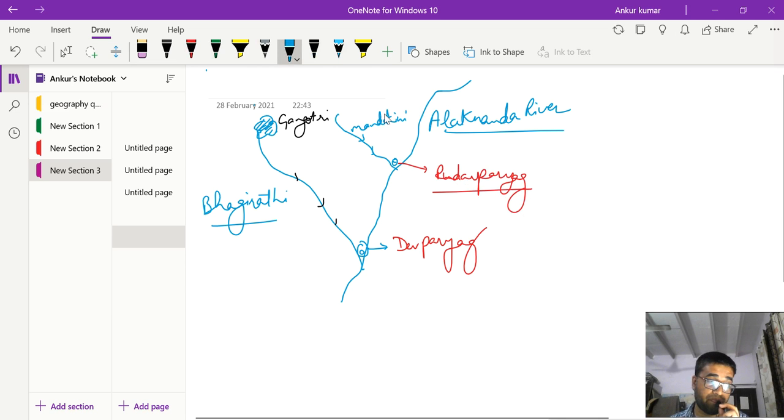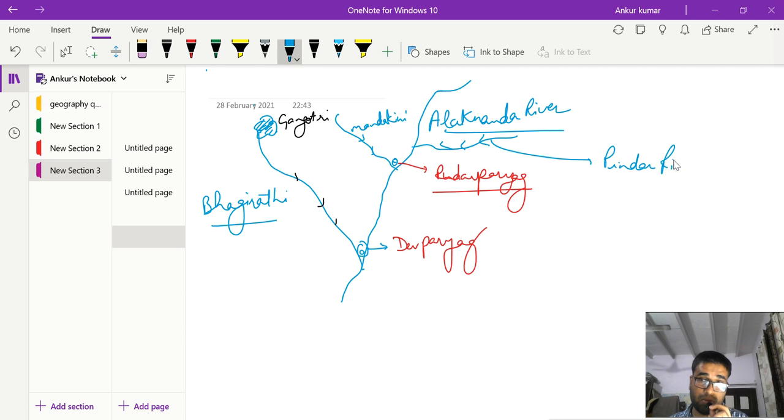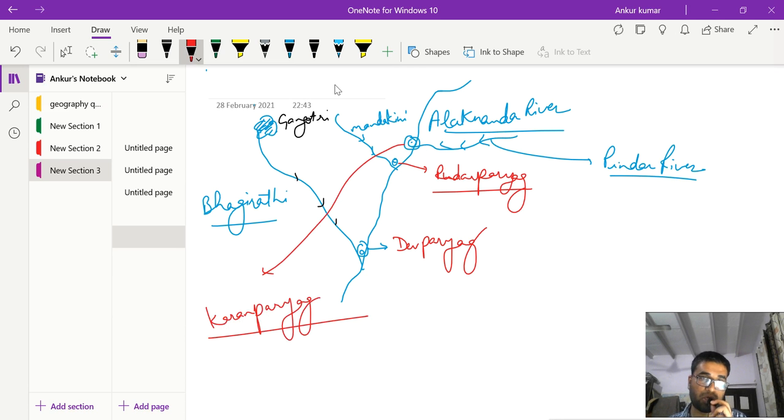In the upper reaches, this is the Pindar River. And Pindar River joins the Alaknanda at Karnaprayag. So this point is Karnaprayag. In this thing here, this is the Dhauliganga River, and this joins the Alaknanda at Joshimath. This is Joshimath.